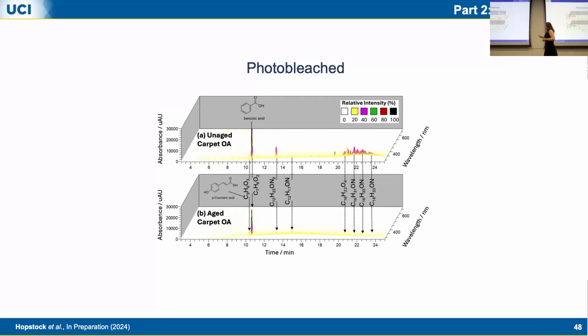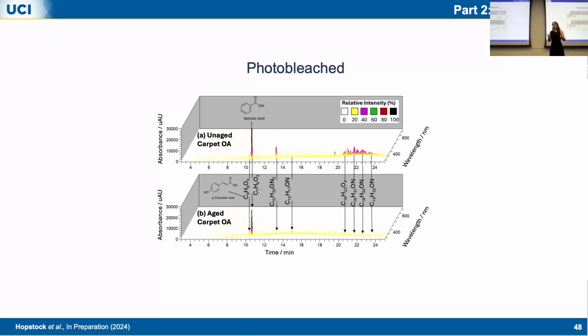We were able to identify benzoic acid and fumaric acid as two chromophores in our sample. But then after aging, you'll start to see that some of these peaks go away. So they were absorbing more at like 40%, and now they're down to about 20 or maybe even less than that.